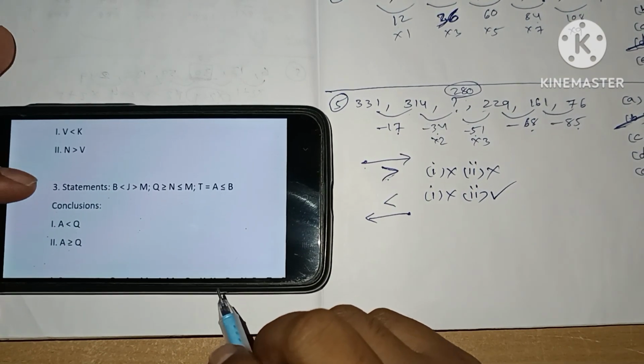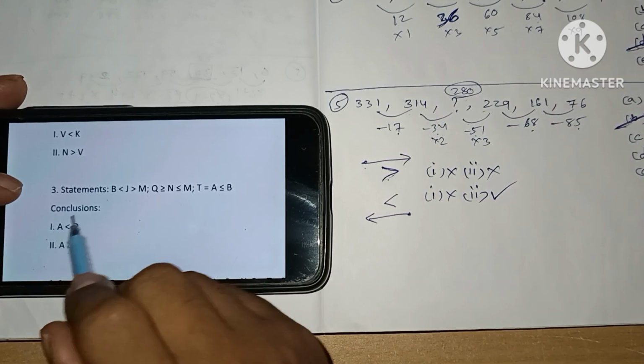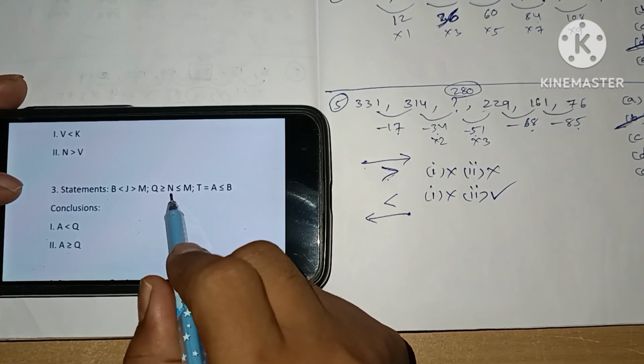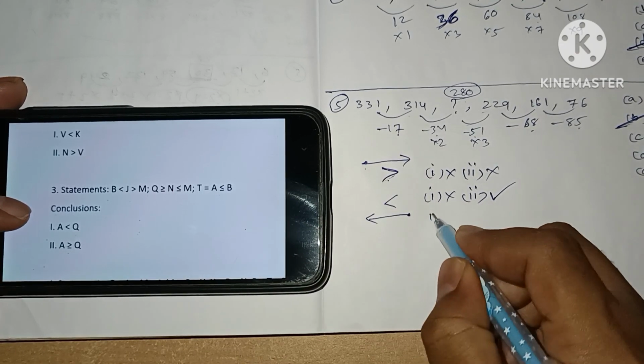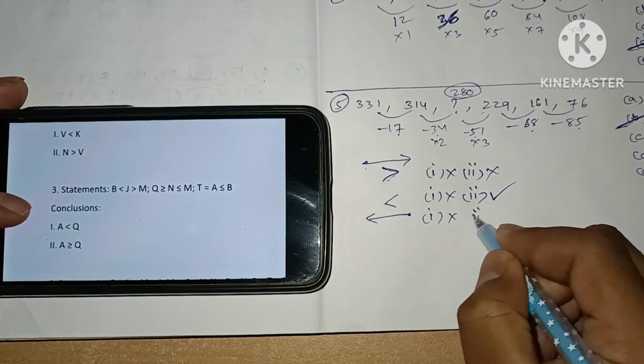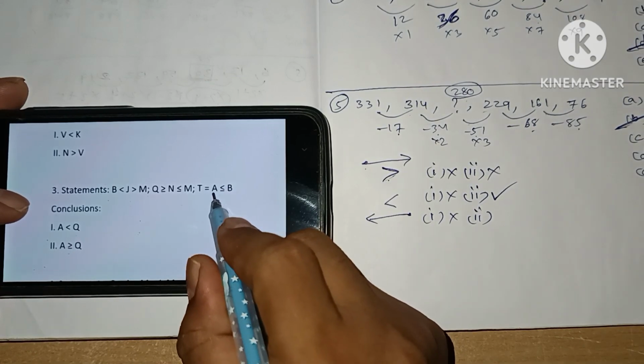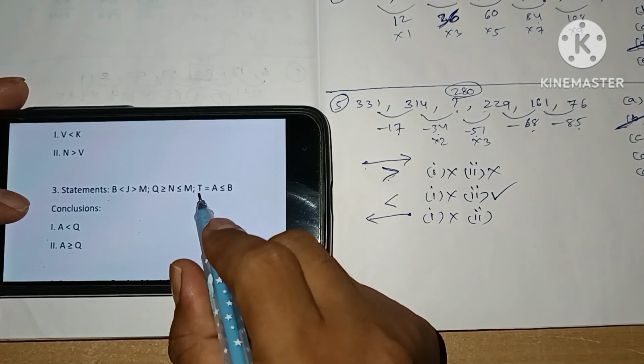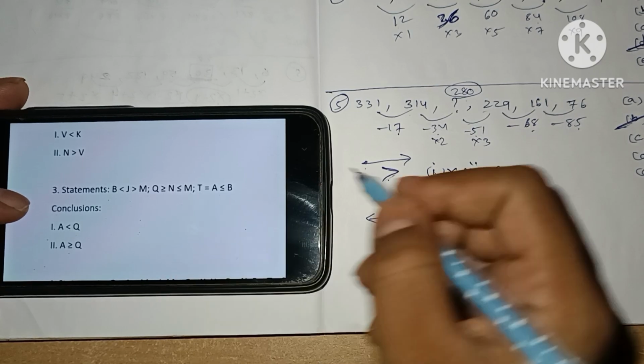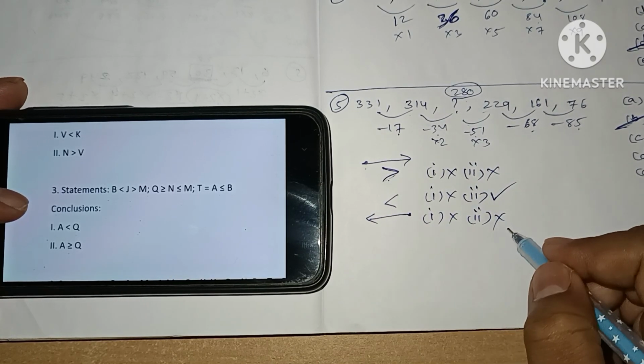Okay, let's see question 3. The flow from Q to A. From Q we can reach to N, but none of the other. So first conclusion will be false. Second conclusion, the flow from A to Q with everywhere equal to. From A we can reach to T, but nothing else. So second conclusion is also false.